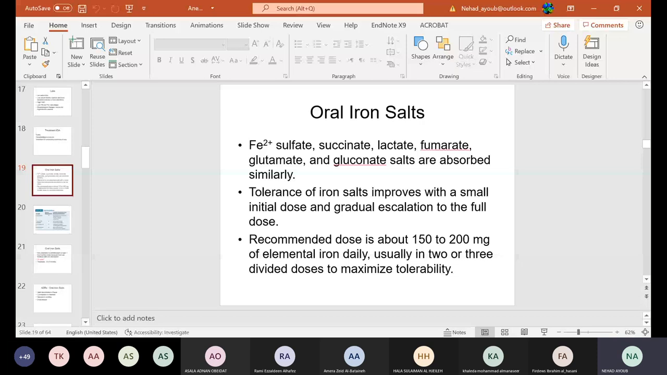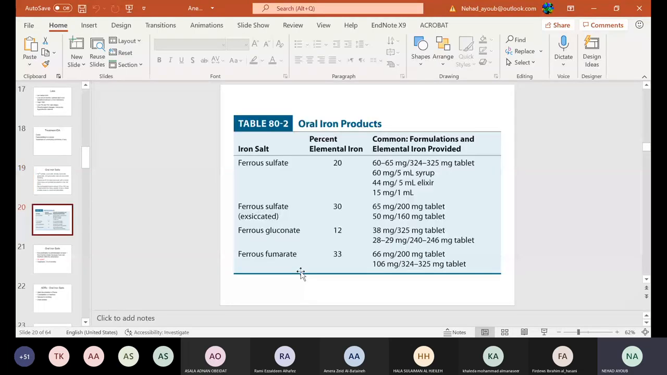The salts are available commercially. They are basically different in the amount of elemental iron they contain. For example, one of the very popular salts is the sulfate salt, or ferrous sulfate. In ferrous sulfate, regardless of the formulation, whether syrup, tablet, and so on, 20% of the dose is provided as iron.